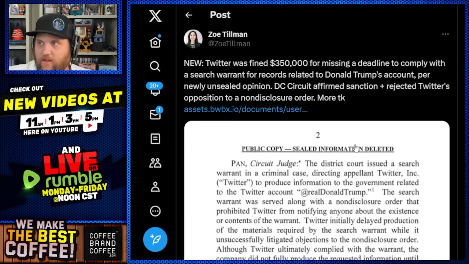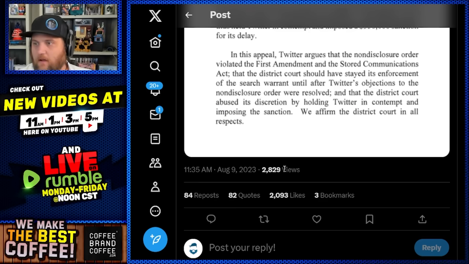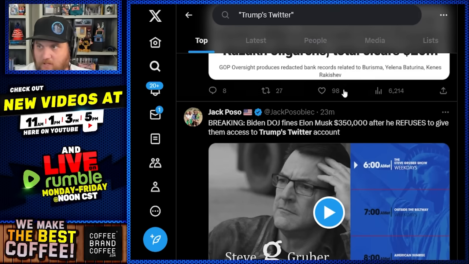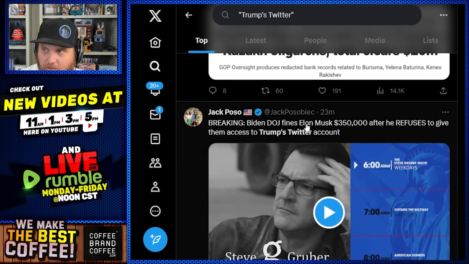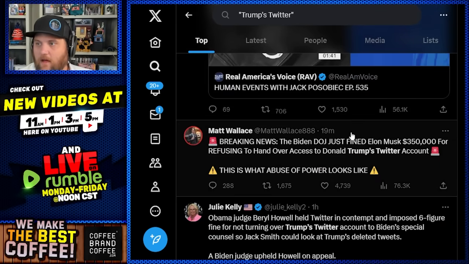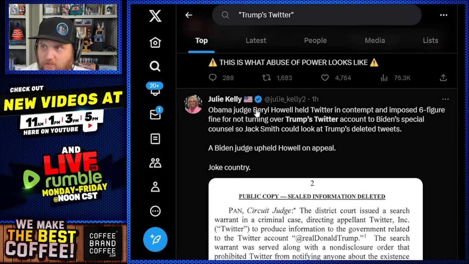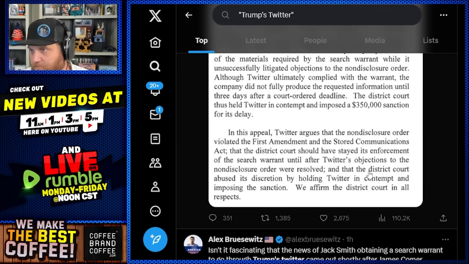Twitter was fined $350,000 for missing a deadline to comply with a search warrant for records related to Donald Trump's account, per newly unsealed opinion. DC Circuit affirmed, rejected Twitter's opposition to a non-disclosure order. So essentially they were allegedly protecting Trump. Breaking: Biden DOJ fines Elon Musk $350,000 after he refuses to give them access to Trump's Twitter account. Obama judge Beryl Howell held Twitter in contempt and imposed a 6-figure fine for not turning over Trump's Twitter account to Biden's special counsel so Jack Smith could look at Trump's deleted tweets. A Biden judge upheld Howell on appeal. Joke country.